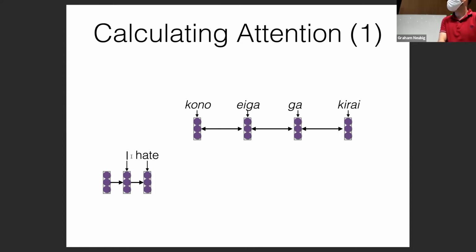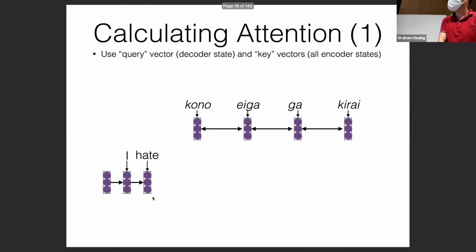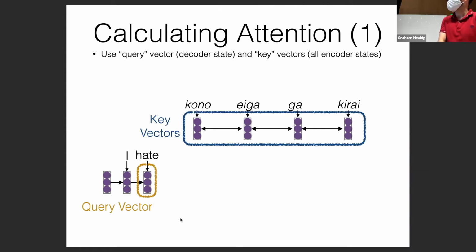And the decoder has already generated 2 words. It's generated "I hate." And now we want to generate the next word in the output sequence. So what we do is we define a query vector, namely, in this particular case, the last vector in the decoded sequence, and some key vectors. And these are namely the vectors that we would like to be paying attention to, essentially.